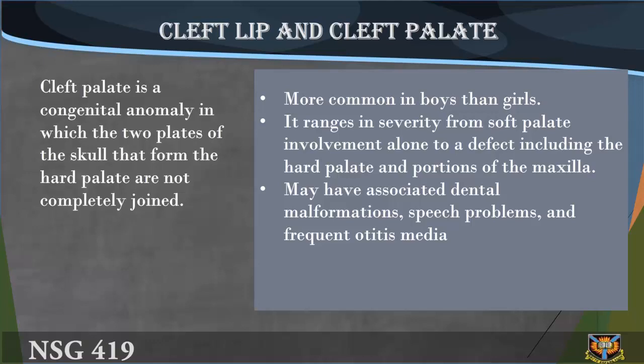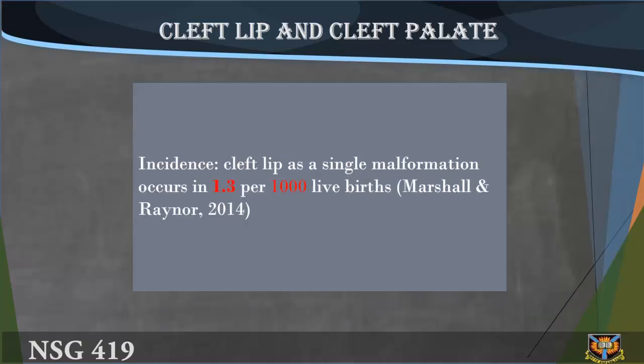May have associated dental malformations, speech problems, and frequent otitis media, the latter resulting from improper functioning of the eustachian tubes. Incidence: cleft lip as a single malformation occurs in 1.3 per 1,000 live births (Marshall and Rayner, 2014).